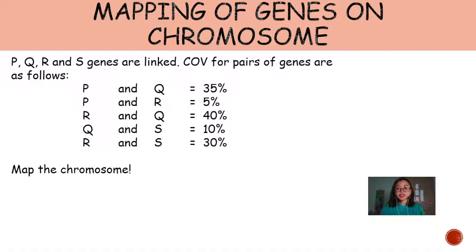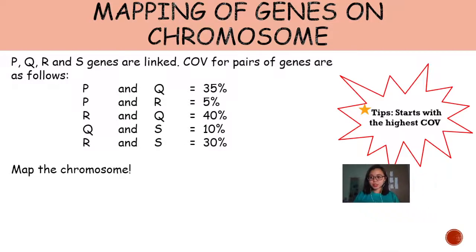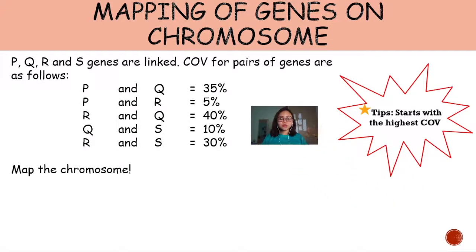When you get this kind of data, the tip is to start with the highest COV. Ini adalah yang persen-persen ni, adalah orang itu sudah kira menggunakan formula dan dia dapat nilai ini. So all of these are COV values. Okay, so we're going to start with the highest COV. Now you can follow with me on this one. Let's look at these. Yang paling tinggi COV value di sebelah sini adalah 40%. So the 40% is between gene R and gene Q.